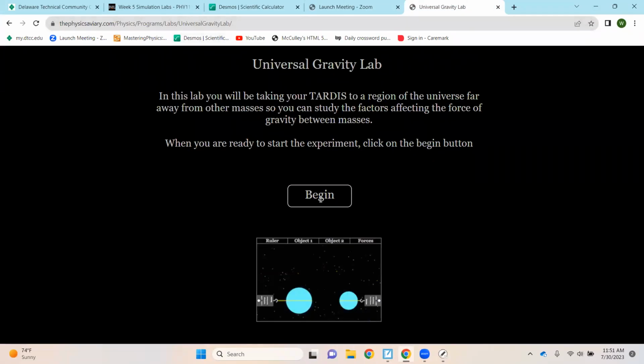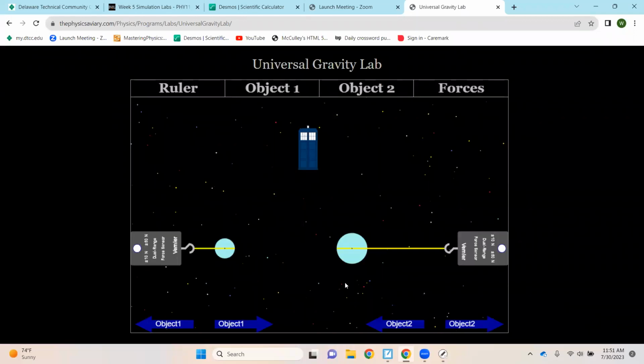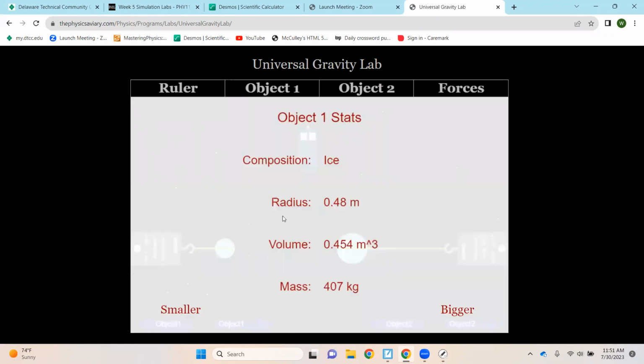The link is on D2L. You're going to click begin. It's a Doctor Who person, I guess, who made this. And what you need to do is look at the object. So for object 1, that's fine. You just write down that number, 406 or 7. It's not going to be the same. It changes every time. For the other object, it's a bigger number, 1.47 times 10 to the third.